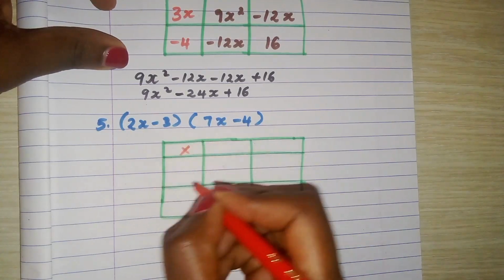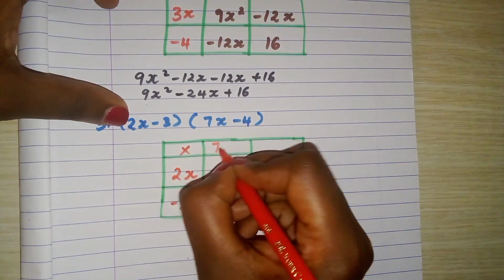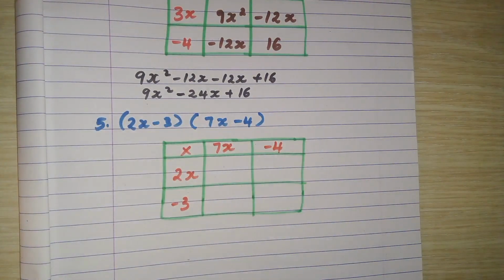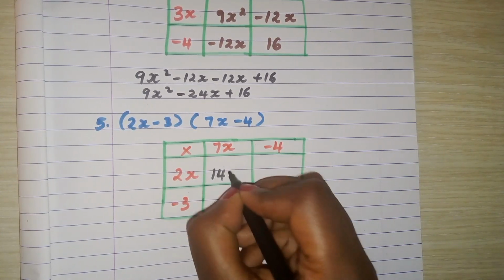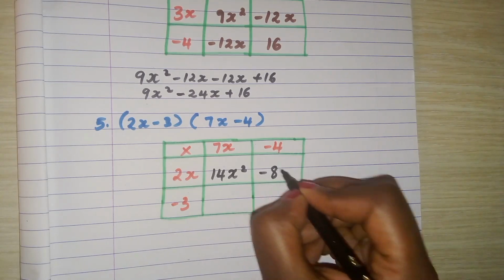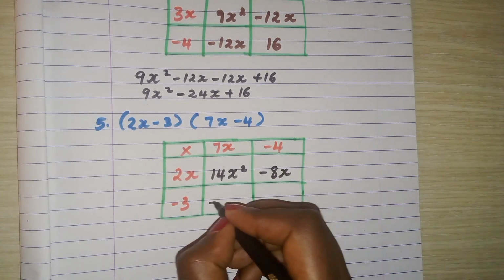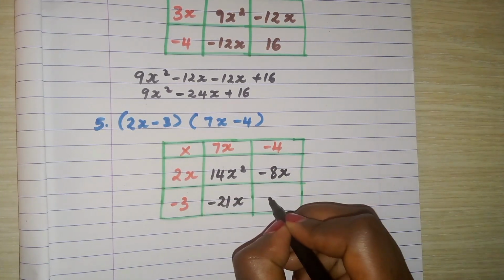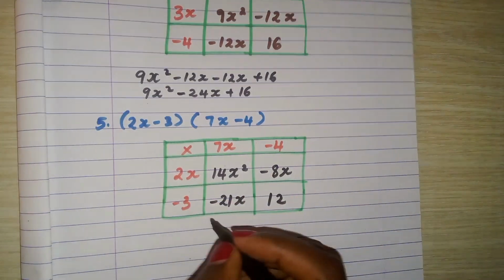So here, times, this side you can put 2x negative 3 and then 7x negative 4. Then you go ahead and multiply. 7 times 2 is 14x squared. Negative 4 times 2x will be negative 8x. And then 7x times negative 3 will be negative 21x. Negative 4 times negative 3 will be 12, because negative and negative gives us positive.